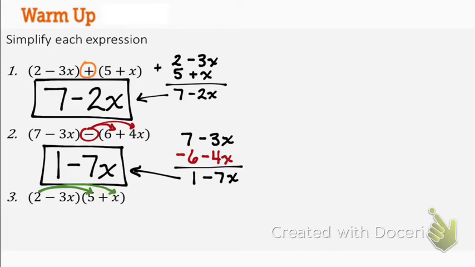So I would do 2 times 5 first. What's 2 times 5? 10. And then I would do 2 times x, which would give me 2x, and that's a positive 2x because they were both positive numbers.